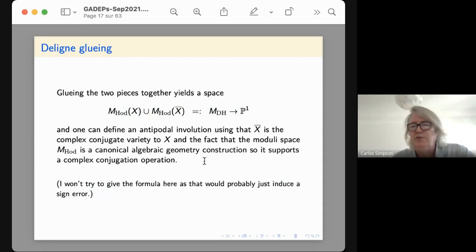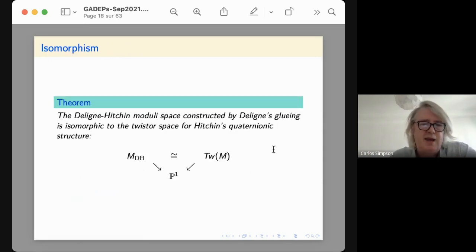So what we've basically done here is use some standard constructions from algebraic geometry, namely the construction of moduli spaces plus the Riemann-Hilbert correspondence, to get to a space that looks like it might well be the twistor space. Because it fibers over P1, it has the same fibers as the Hitchin space, and it has this antipodal involution. Indeed, you can prove that the space we just constructed is isomorphic to the twistor space of Hitchin's hyperkähler structure, as spaces fibering over P1.